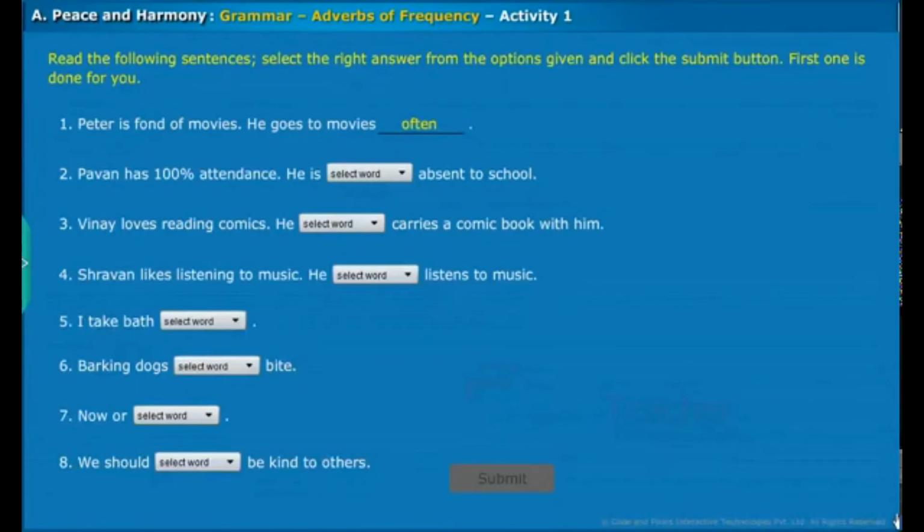Let us now do a simple activity related to adverbs of frequency. Read the following sentences, select the right answer from the options given, and click the Submit button. First one is done for you.